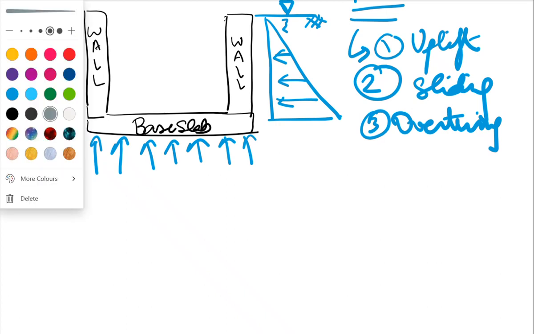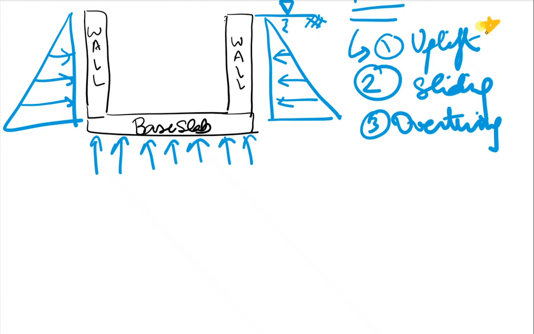There are generally two ways to avoid this uplift, because this is the most important part of the design. This uplift is the most critical also. Why? Because there are only two ways to arrest this uplift. The first one is you increase the total self weight of this assembly: all the peripheral walls, base slab and top slab. You increase the weight, which means you are increasing the area of the base slab.